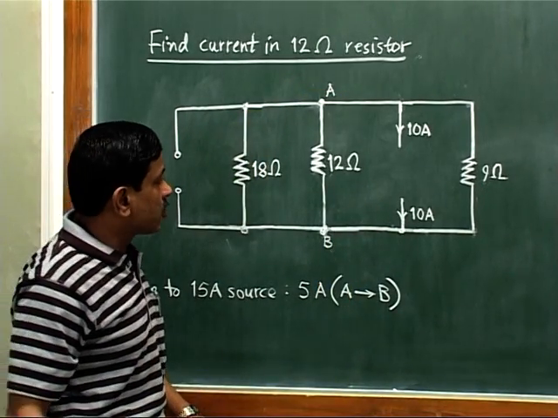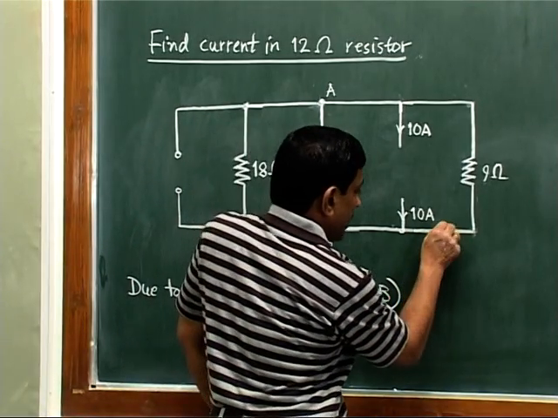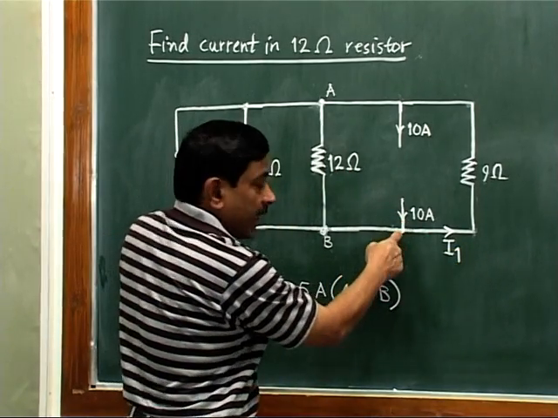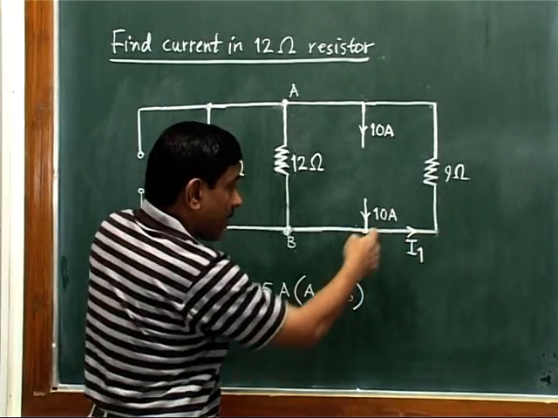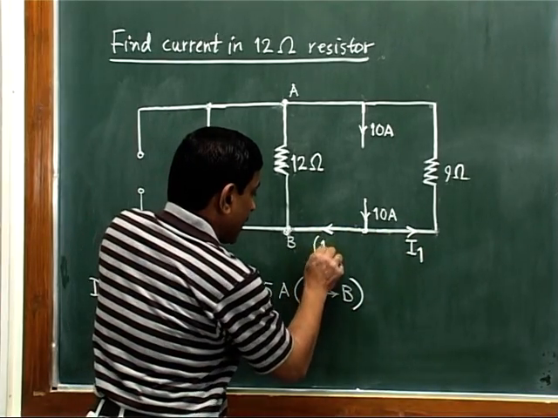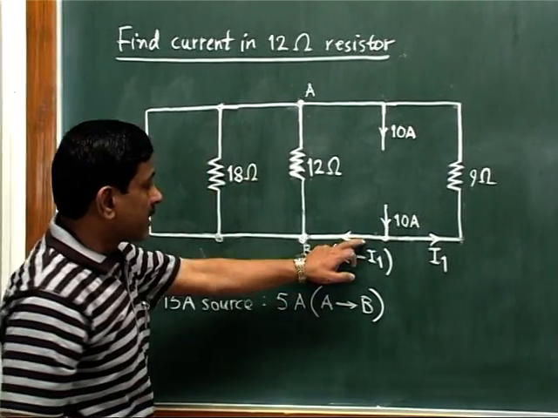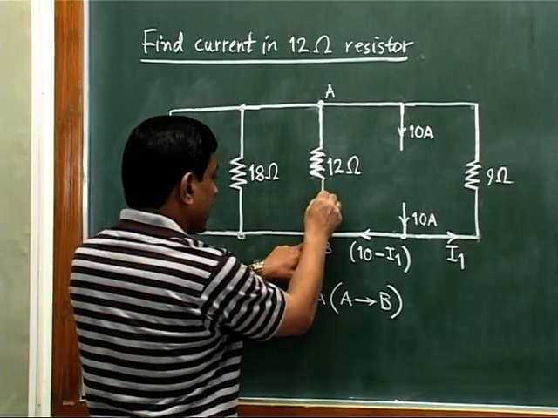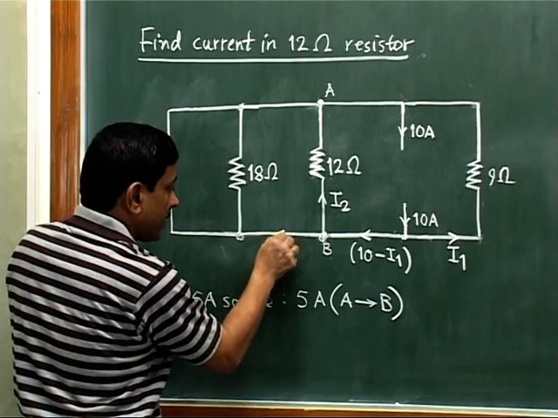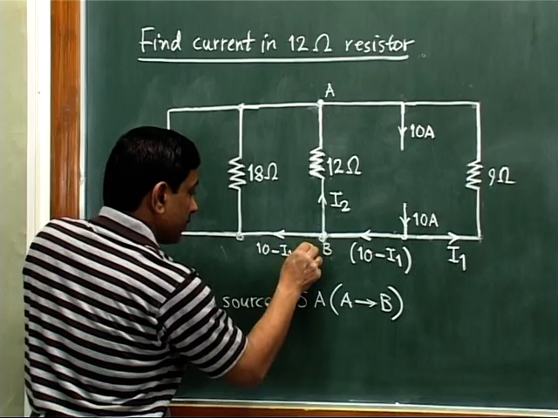So we assume some current variables I1 and then I2. Suppose we assume that here the current is I1. So 10 ampere is reaching this node, I1 is going away. That means what will be the current towards left? It will be 10 minus I1. Now this 10 minus I1 reaches here. Suppose we assume that the current flowing here will be I2. So what will be the current moving towards left? It will be 10 minus I1 minus I2.